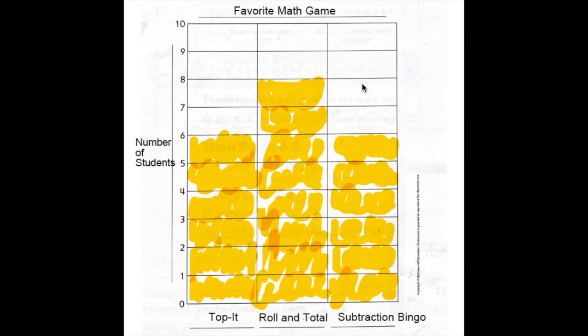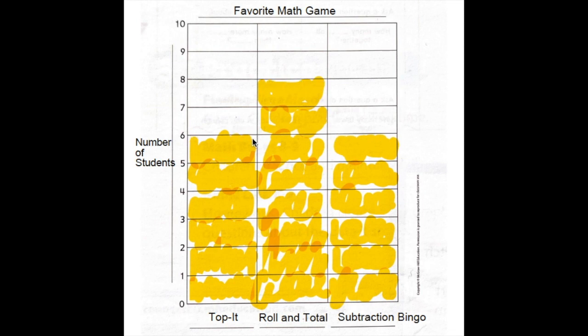The next question is, which game did students like the most? Right. Roll and Total got the most votes because look, it has the most boxes filled in. We didn't even need to count the boxes to see that this line is higher than this line and this line.